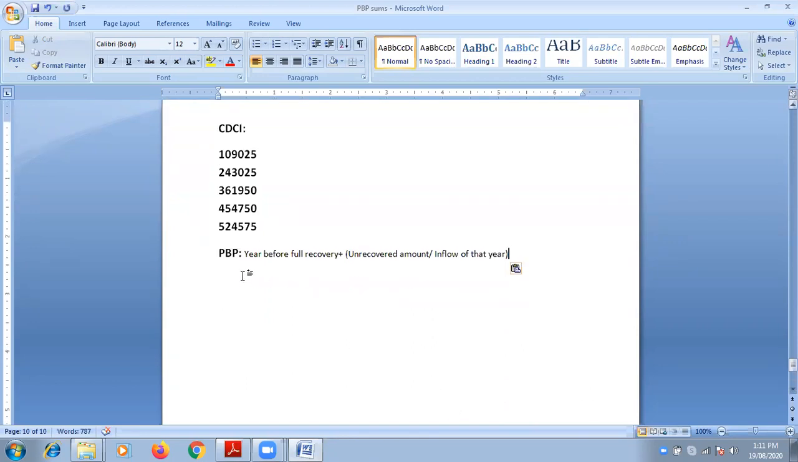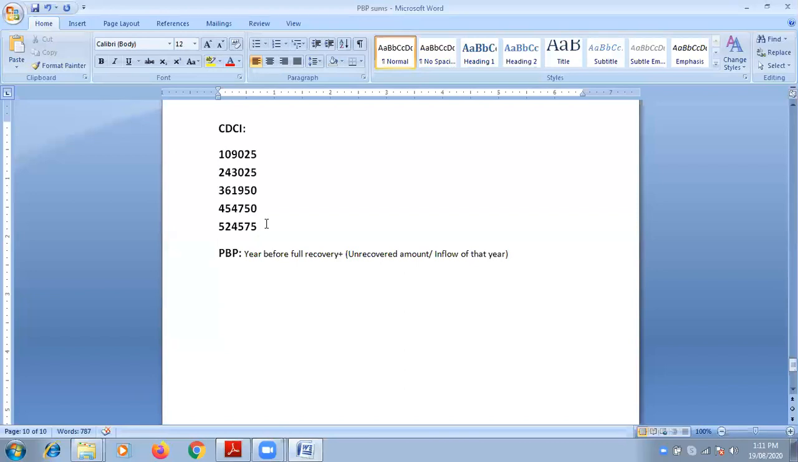Okay, now what was the cost of the project? 5 lakhs if you remember. Look at CDCI column. Which is the year in which you have recovered 5 lakhs rupees? Which is that year? Fifth year. Very good.